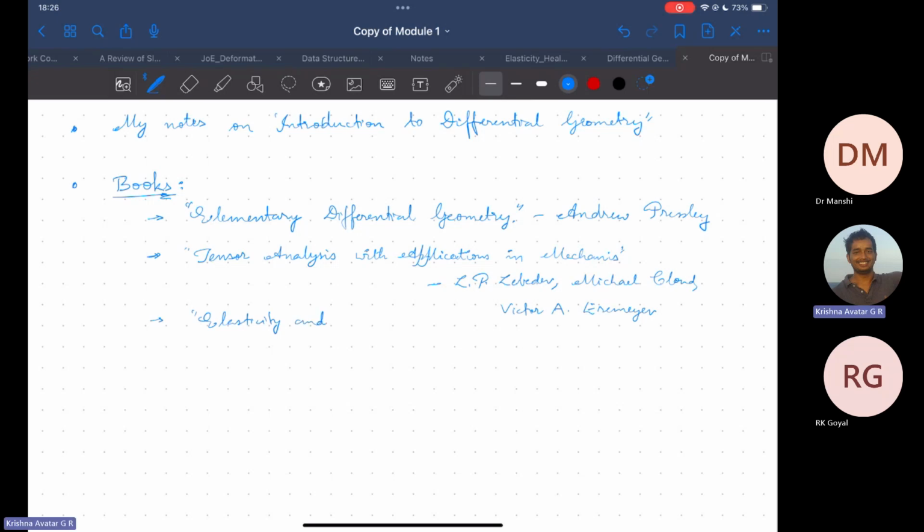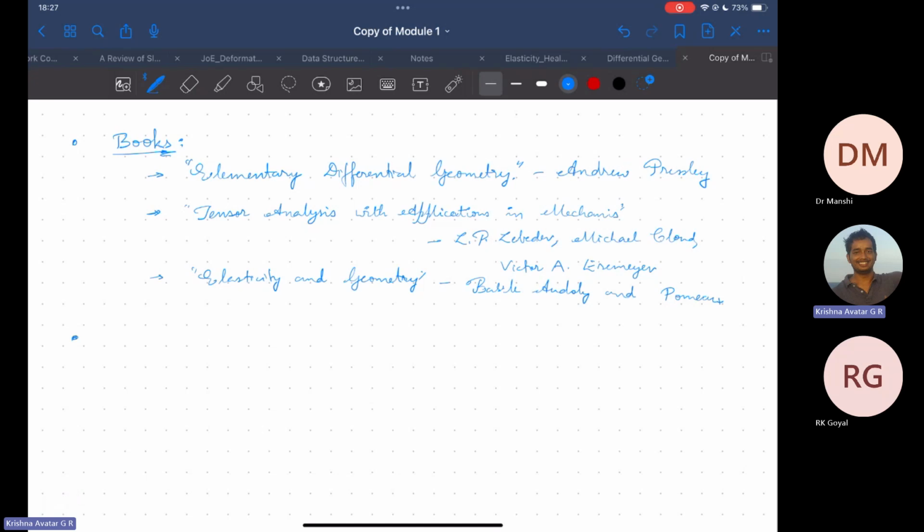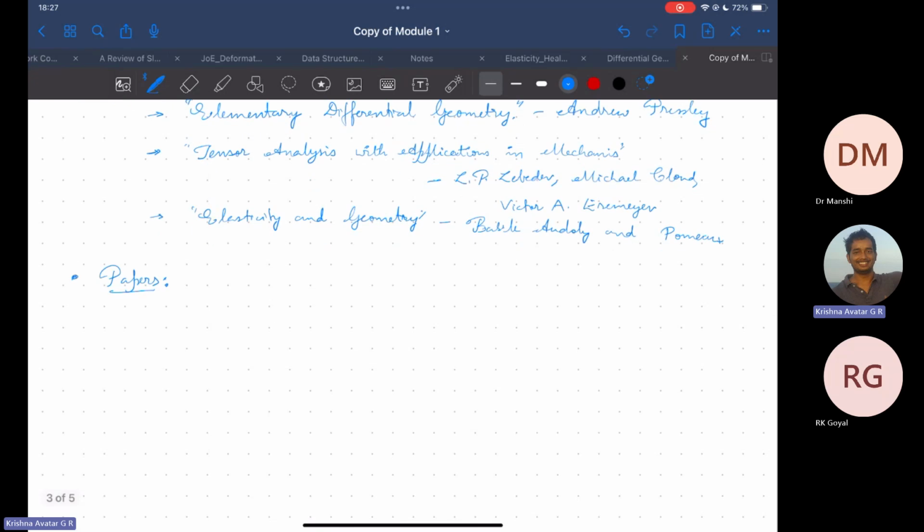Some of the ideas on slender structures we would be referring to this book by Basil Ordley and Pomio. And for theories and all, we would be principally looking at journal papers. It's still under research, though not very actively, because only very few groups still study slender structures, particularly emphasizing model development.